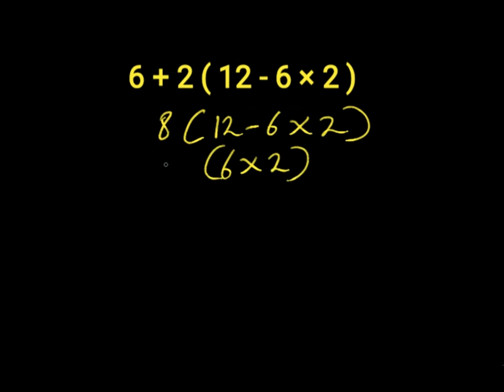Then we'll put down our 8 here. 6 times 2 will give us 12. Then we have 8 times 12. 8 times 12 will give us 96. 96 is wrong because we do not work with the order of operation, which is PEMDAS.